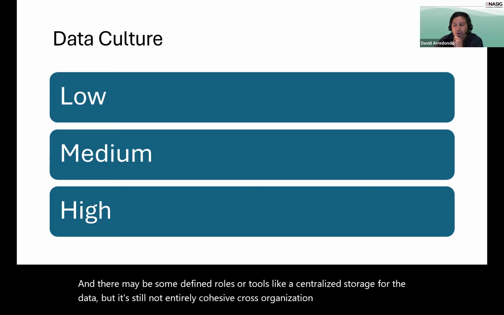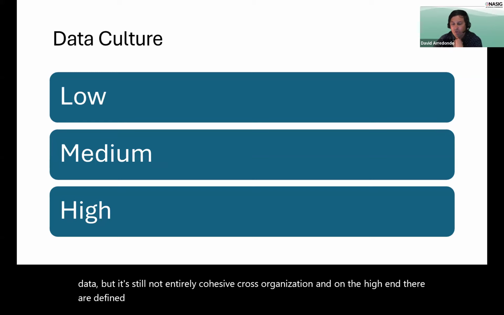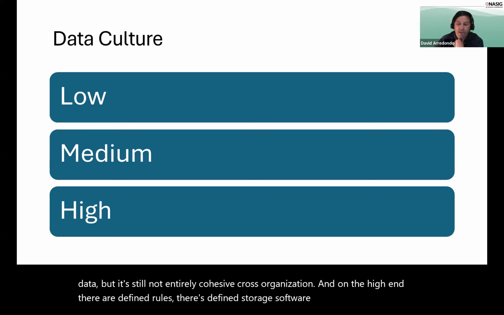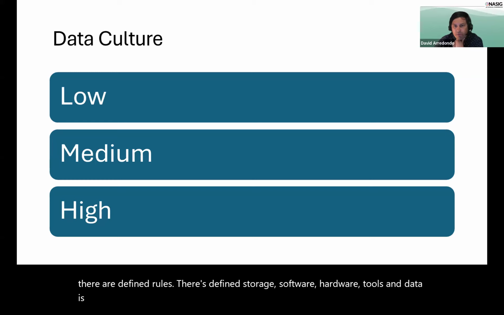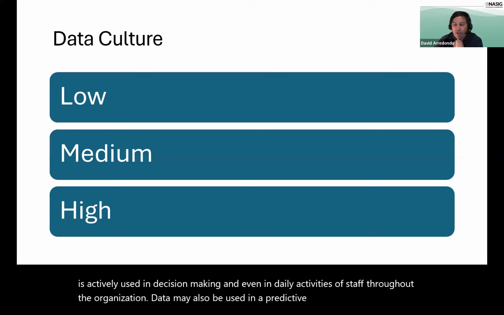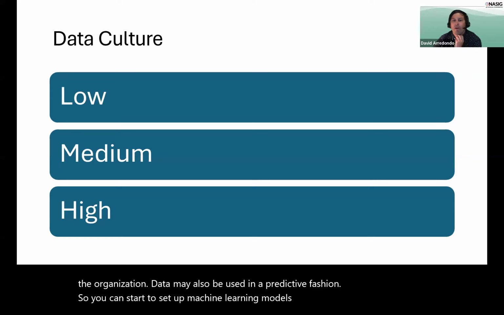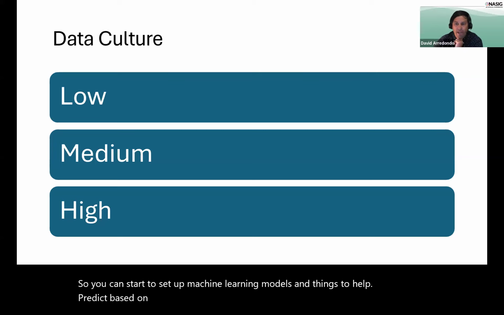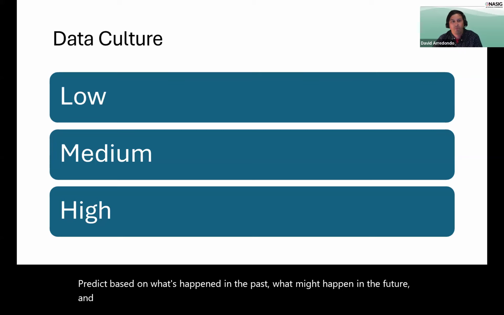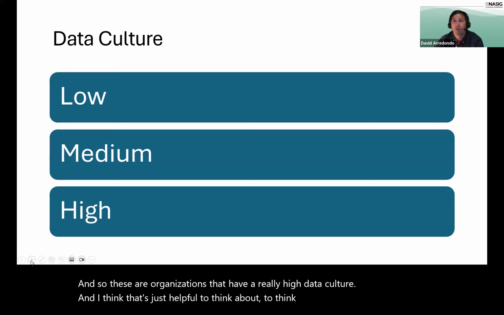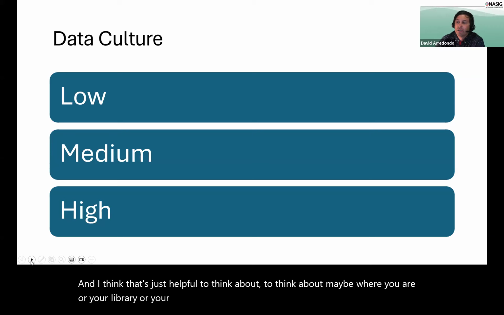And on the high end, there are defined roles, there's defined storage, software, and hardware tools, and data is actively used in decision making and even in daily activities of staff throughout the organization. Data may also be used in a predictive fashion, so you can start to set up machine learning models to help predict, based on what's happened in the past, what might happen in the future. And so these are organizations that have a really high data culture. I think it's helpful to think about where you, your library, or your department would be on this scale.